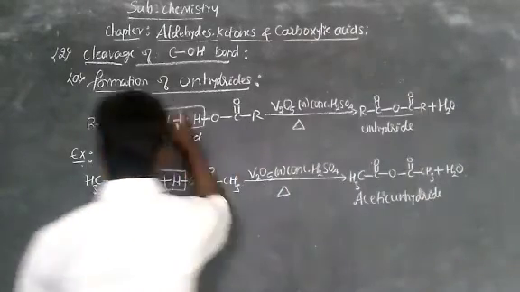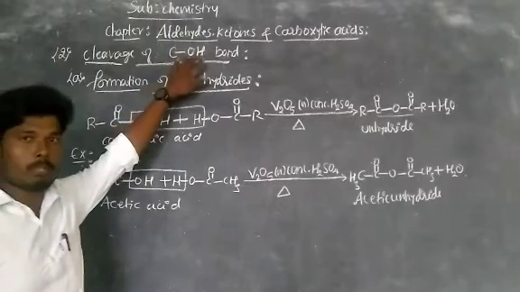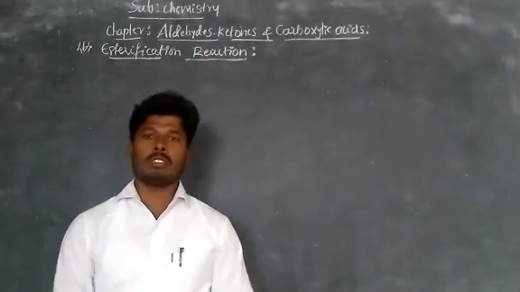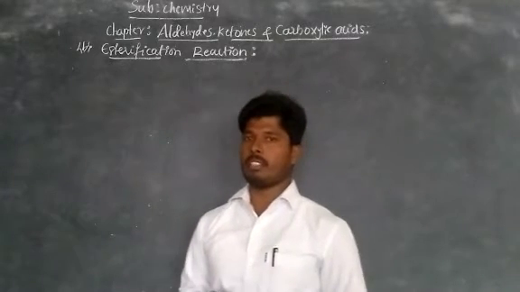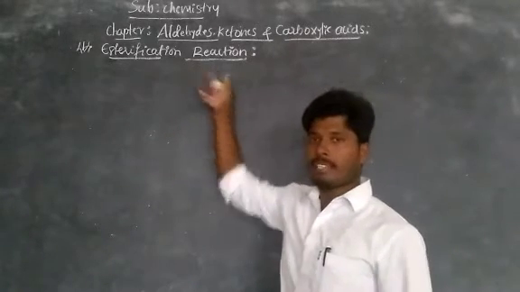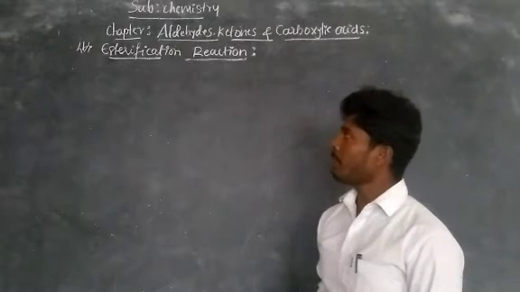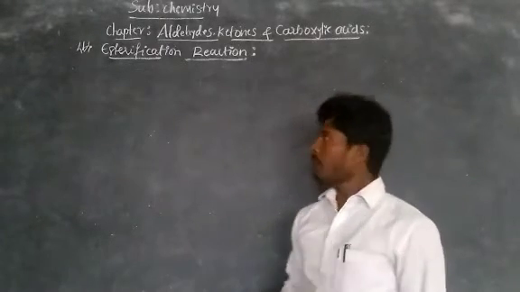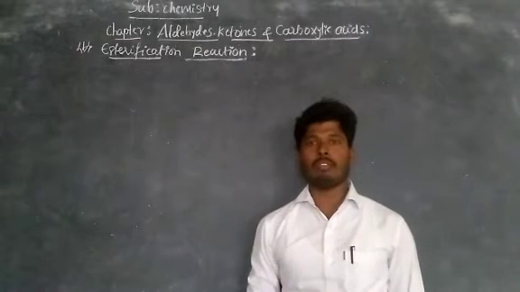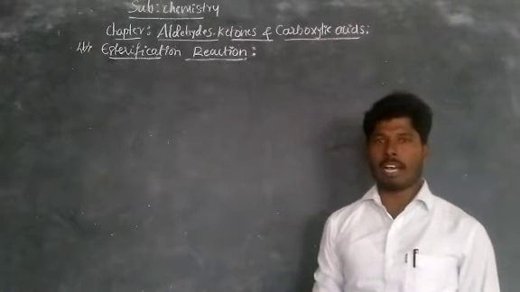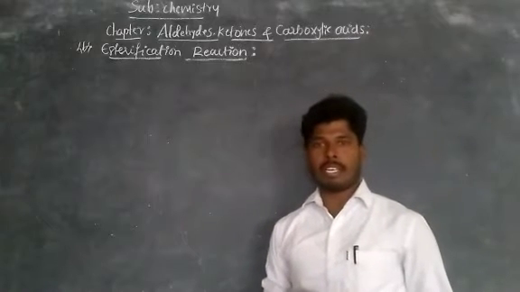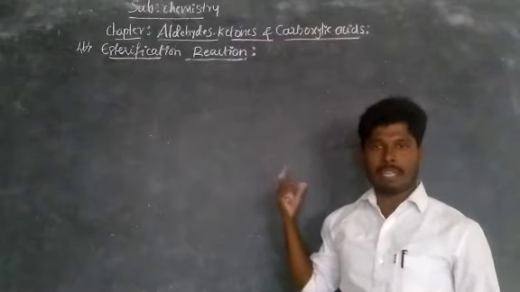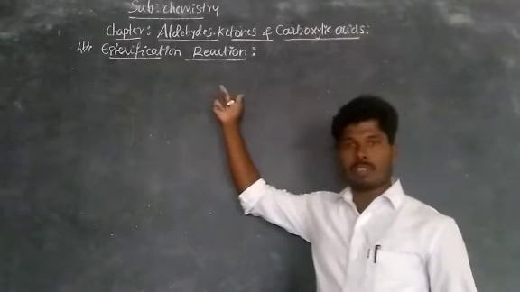Now take the second one to know cleavage of the C-OH bond, which is esterification. The second method to cleave the C-OH bond is the esterification reaction. Very important, the esterification process you already learned in alcohols also. Esterification is nothing but when a carboxylic acid is treated with alcohol in the presence of concentrated sulfuric acid, that is, in acidic condition, removal of water takes place and an ester forms. That process we call esterification.